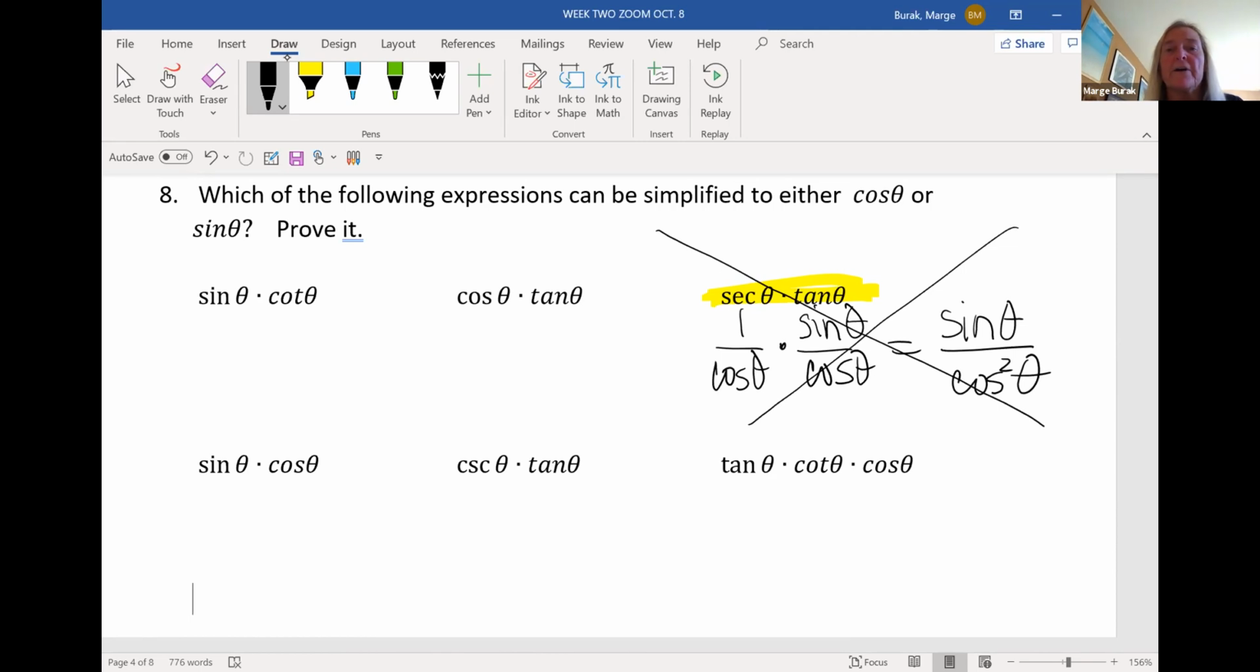Okay, you guys do the other 5. There's at least one that simplifies to either sine or cosine, and then do the proof like I did.